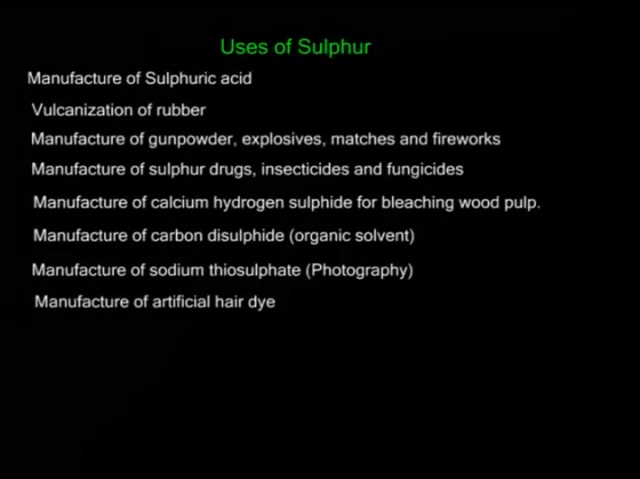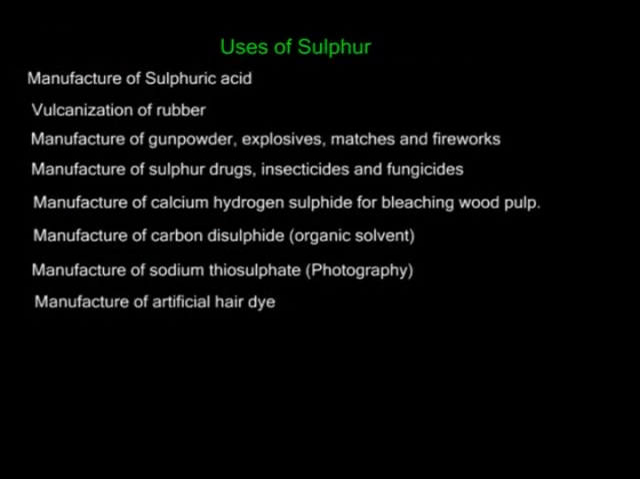Sulfur is used in the manufacture of sulfuric acid, which has a large variety of industrial uses. Vulcanization of rubber, that is hardening of rubber to a tough substance that can be used to make tires. Manufacture of gunpowder, explosives, matches and fireworks. Manufacture of sulfur drugs, insecticides and fungicides. Manufacture of calcium hydrogen sulfite for bleaching wood pulp.